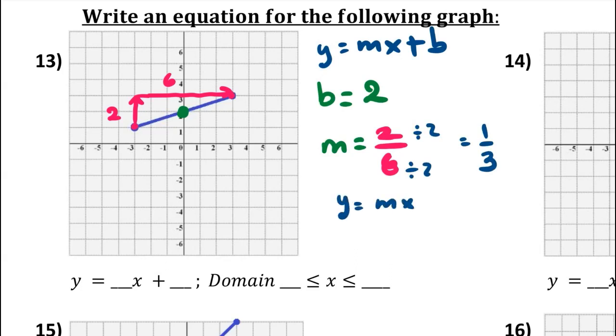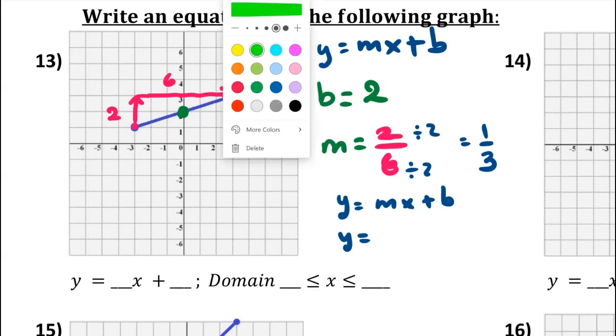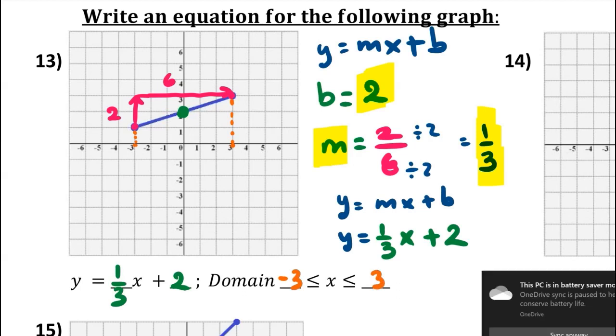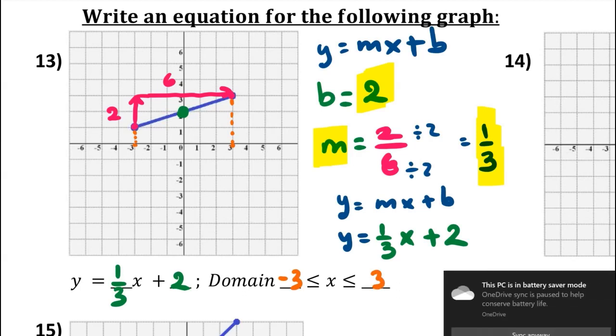Y equal to mx plus b. Then y equal to m, your m is 1/3, x plus b. Your b in this case is 2. Alright, so fill in the box: y equal to 1/3 x plus 2. The domain is where you cut it up. We cut it between -3 and 3. Domain from -3 to 3. And that's it.